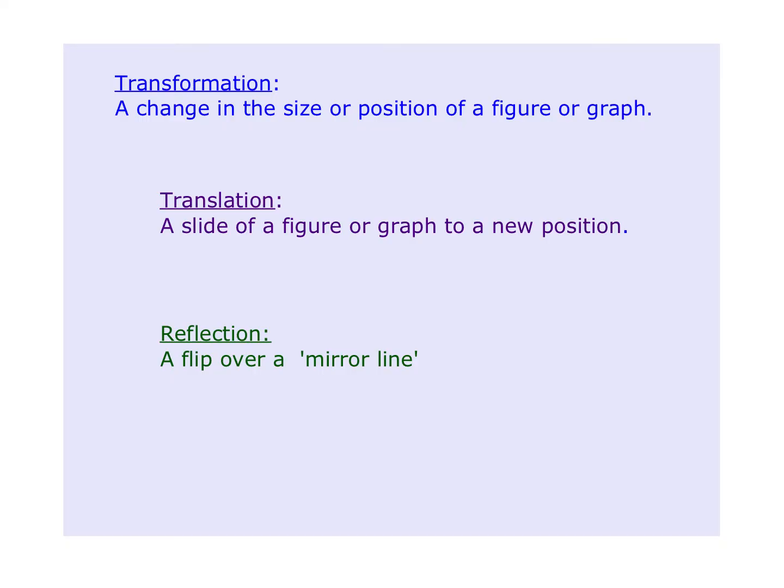So a transformation is just a generic term referring to any sort of change in a function's graph, any change in size or position. Translation is the first type of transformation that we looked at. This is a slide or a movement into a new position. So that's moving a function either up, down, left, and or right, depending on what is happening in the function's equation. Okay, we also know that this looks like an addition or a subtraction inside of the equation.